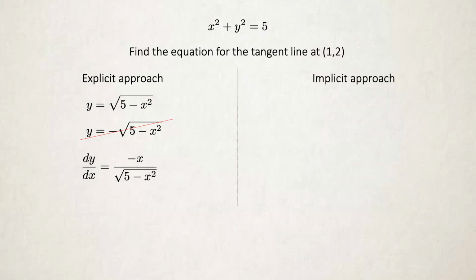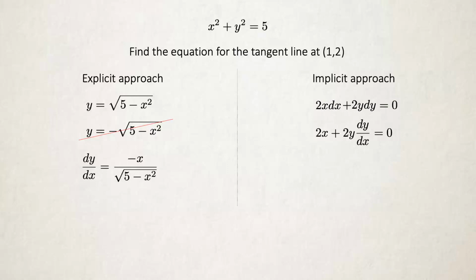Now let's obtain the derivative in an implicit way. Here you do not have to transform the equation for the circle to an explicit form. Instead, you treat each variable in the same way and try to compute the instantaneous change of each term. If you do that term by term, then you will get 2x dx for the first term and 2y dy for the second term. And the right-hand side will be 0 because 5 does not change.